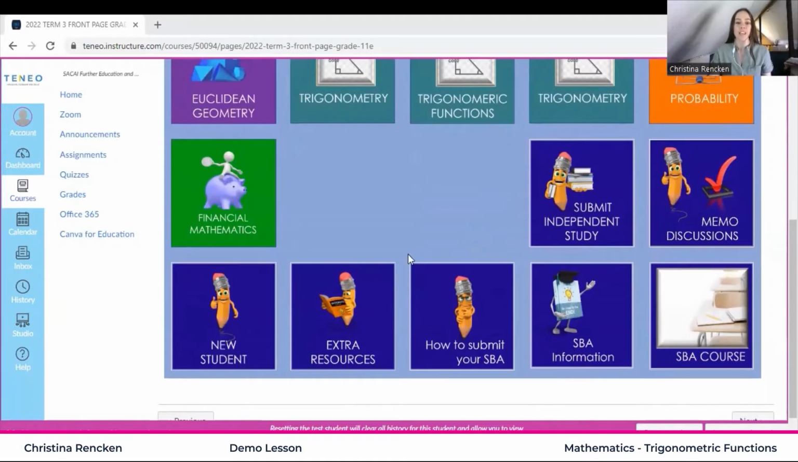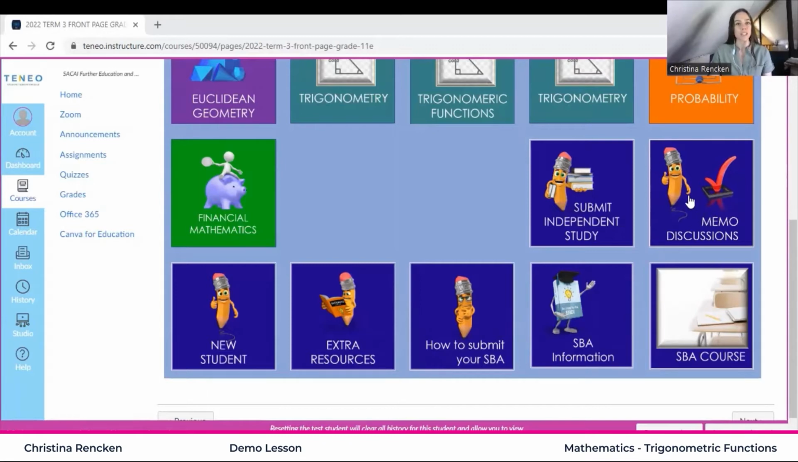So we have a whole lot of extra resources with summaries and notes and extra exam papers, past questions, things like that. All things to practice our maths as much as possible. We have information on all of our SVAs, and those are our assessments, our tests and exams. So all the information is available to us here.